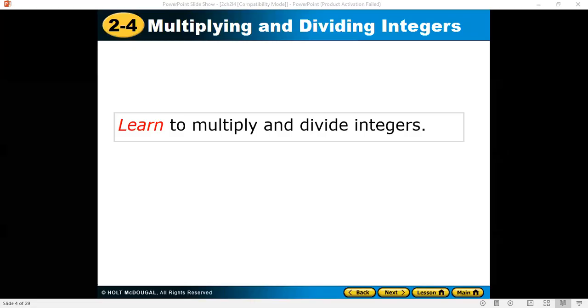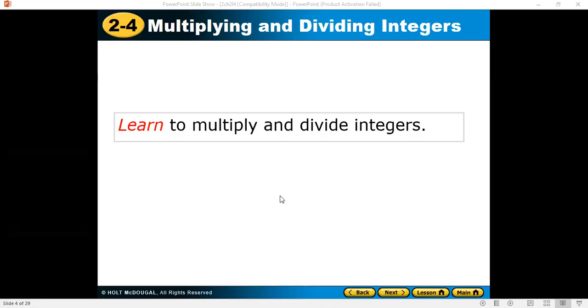Hello everyone. Today, inshallah, we are going to study lesson 2.1 and 2.2 in your book chapter 2, which is talking about multiplying and dividing integers. Our objective is to learn to multiply and divide integers. And as we said, integer means positive numbers, negative numbers, and zero.